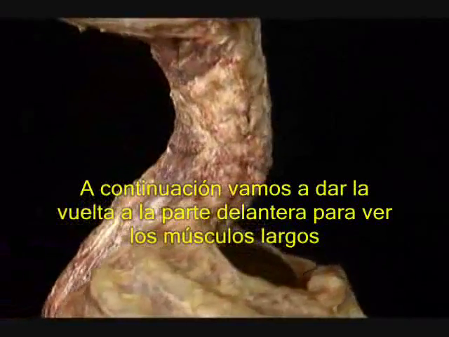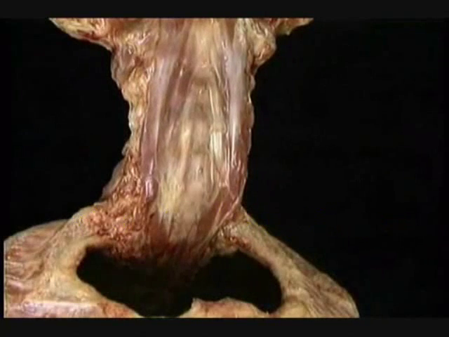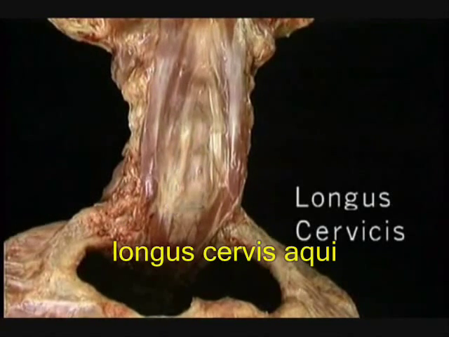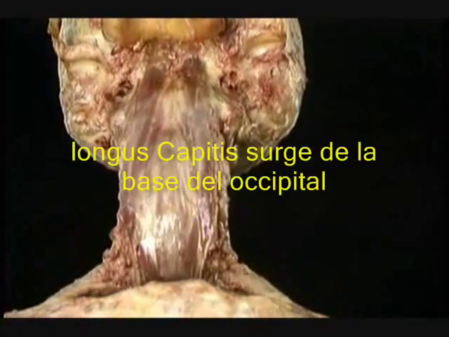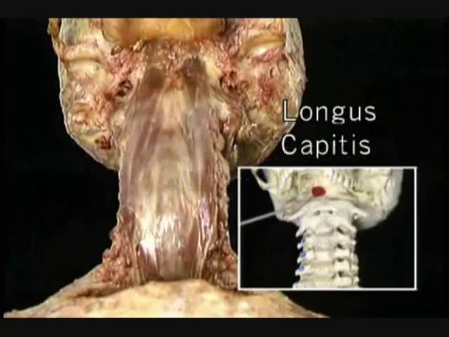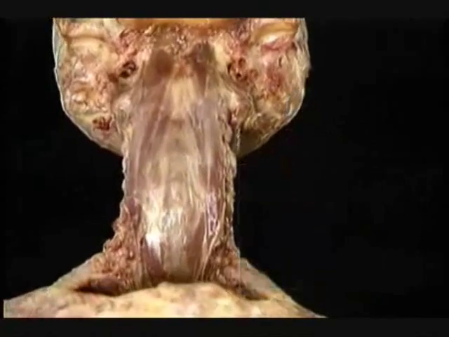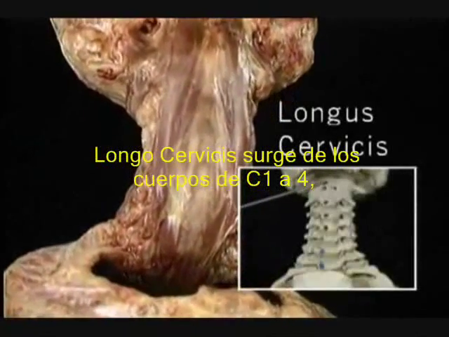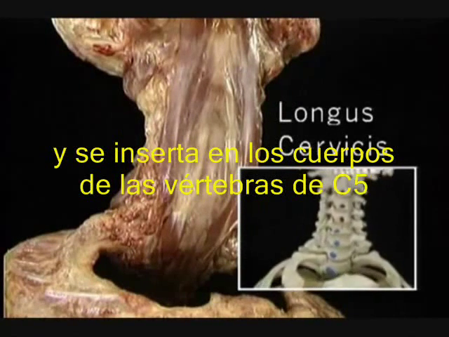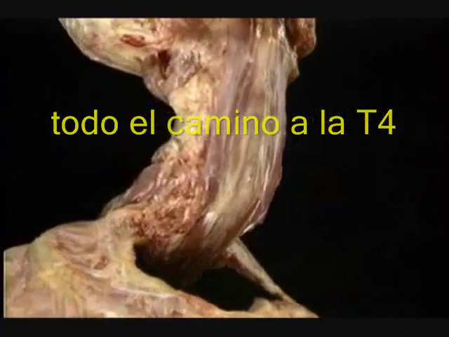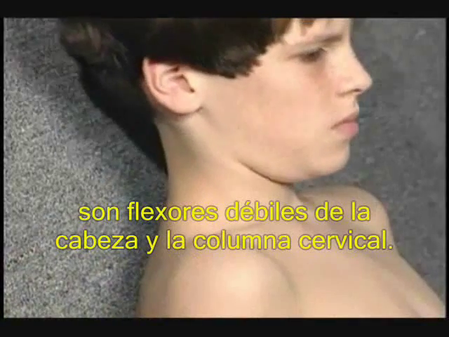Next we'll go round to the front to see the longus muscles and the scalene muscles. Here are the longus muscles, longus cervicis here, merging with longus capitis higher up. Longus capitis arises from the base of the occiput and inserts on the transverse processes of C3, 4, and 5. Longus cervicis arises from the bodies of C1 to 4 and inserts on the bodies of the vertebrae from C5 all the way down to T4. Longus capitis and cervicis are weak flexors of the head and cervical spine.